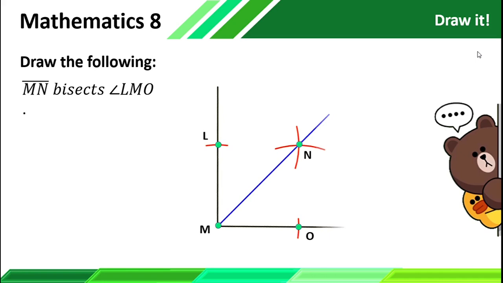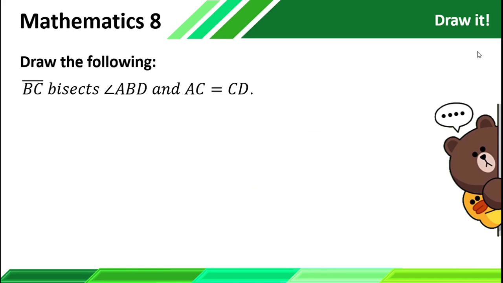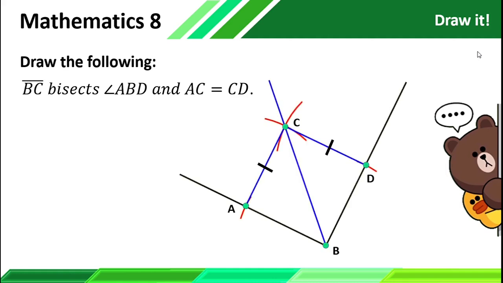Here are the answers in this given problem. Next, we have line segment BC bisects angle ABD, wherein AC is also equal to CB. Pause the video for a while and I will show you the illustration. Here are the answers in our problem.